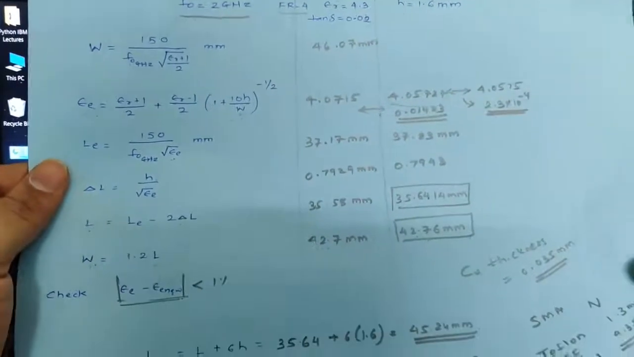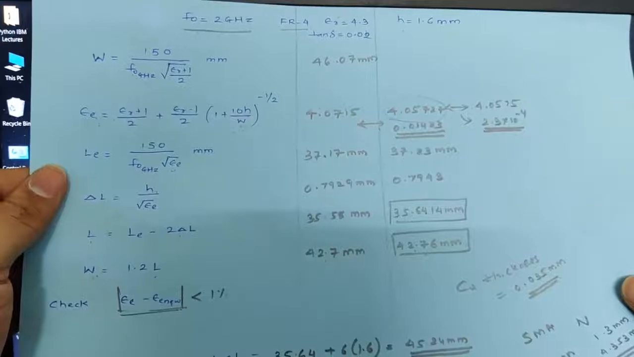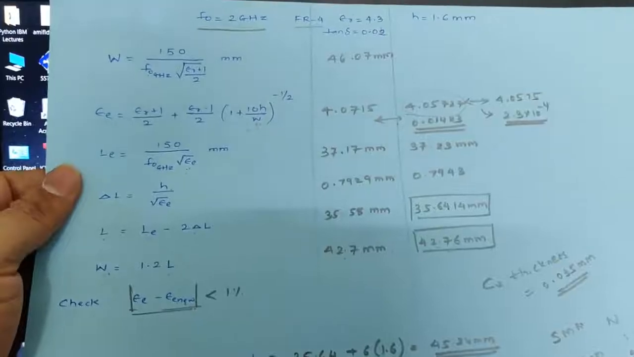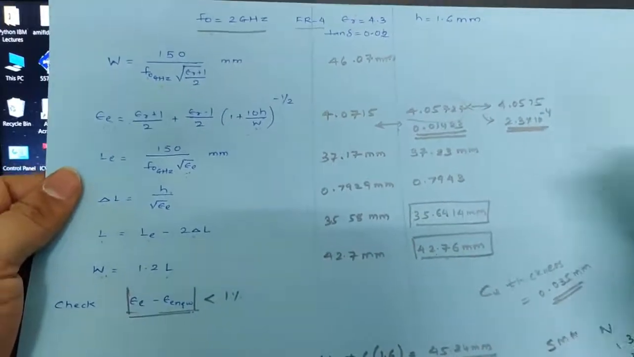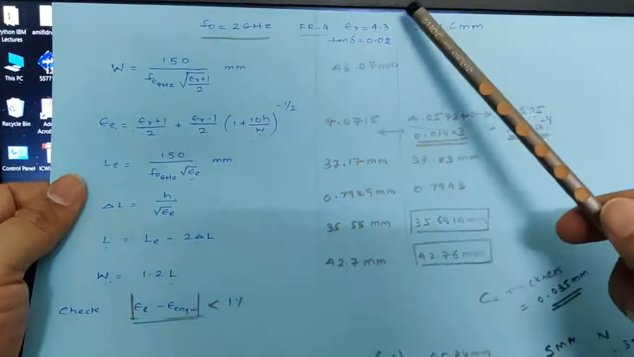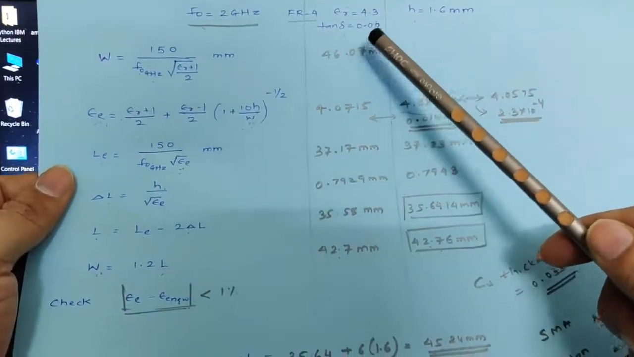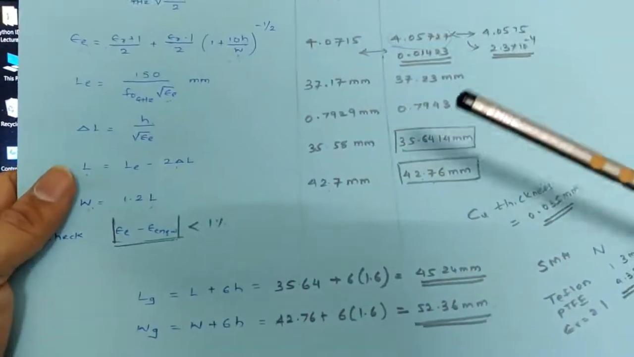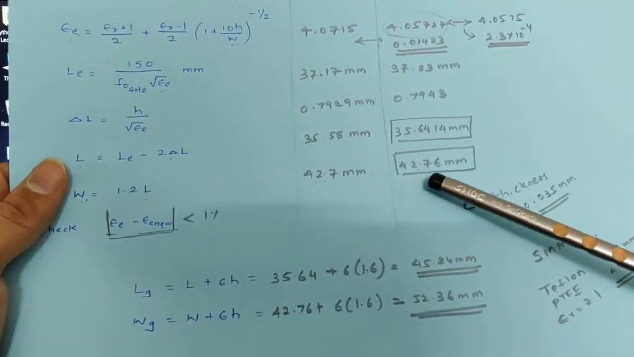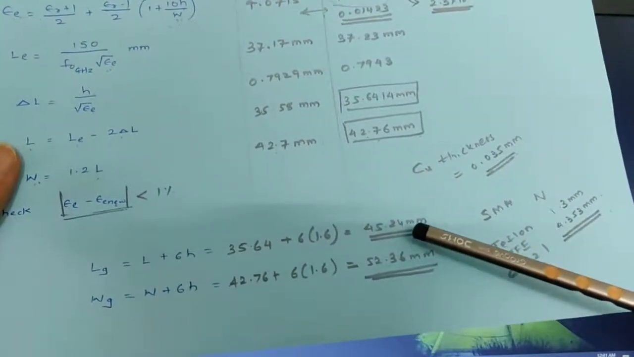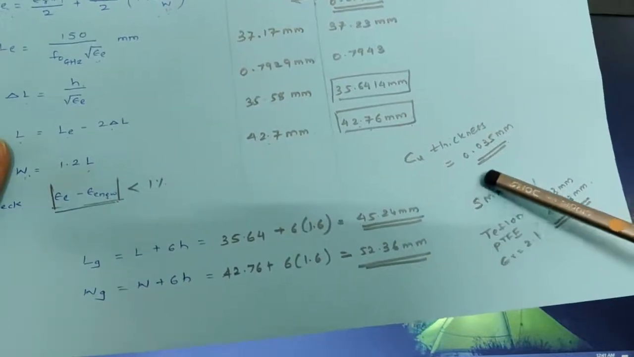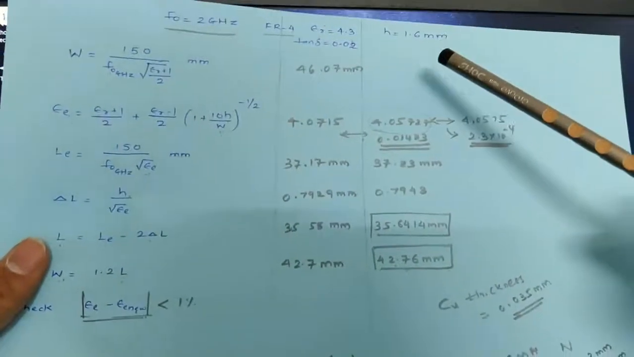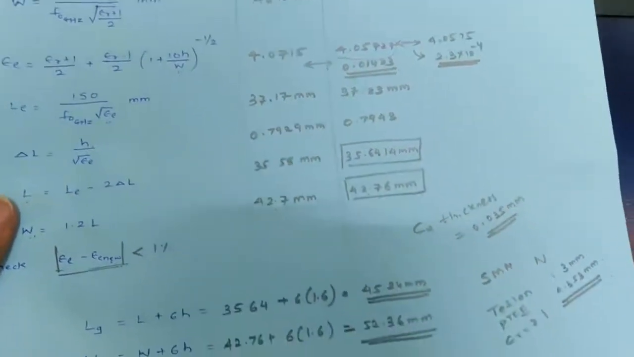Hello, we will see the designing of the RMSA that we designed in the last lecture in CST software. Just for a revision, we have selected f0 = 2 GHz, FR4 substrate, epsilon r = 4.3, tan delta 0.02, and h equal to 1.6 mm. After calculation, L turns out to be 35.64, W 42.76, and you have LG and WG. The thickness of the copper is to be taken as 0.035 mm, and the height of the substrate is 1.6 mm.